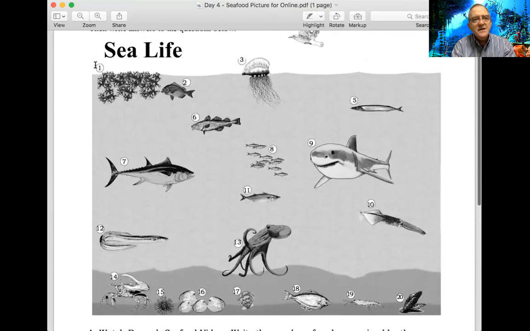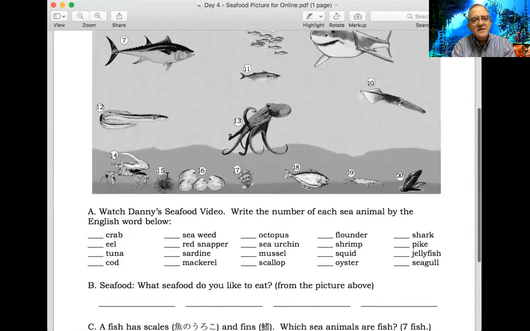For example, this one, this is kaiso. Which one of these is kaiso? Where is it? You just click and you write number 1, okay? Whoops, there you go, write number 1 by the right answer. Okay, write all of these numbers here.